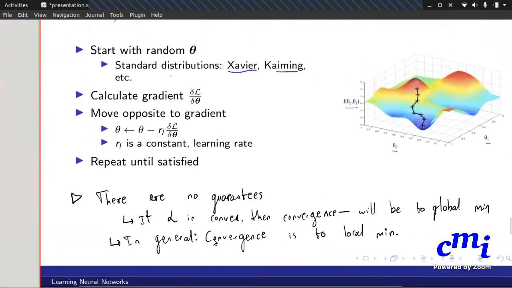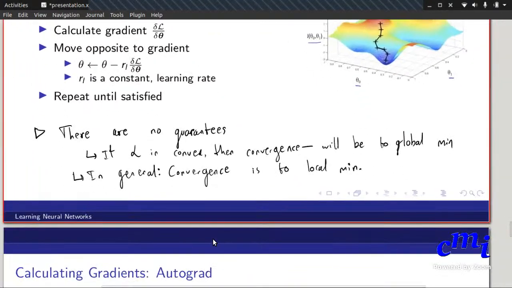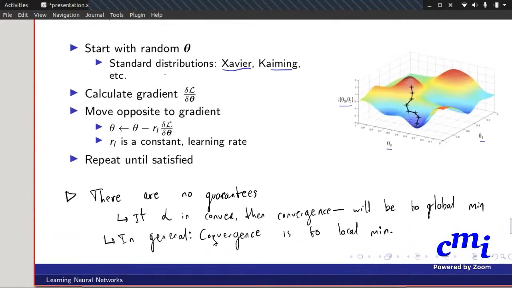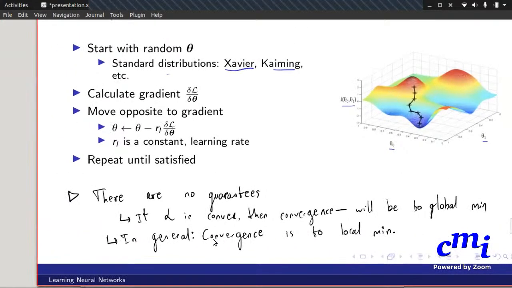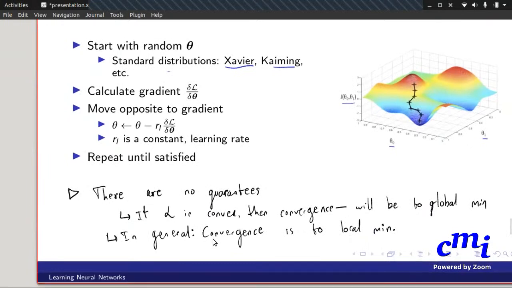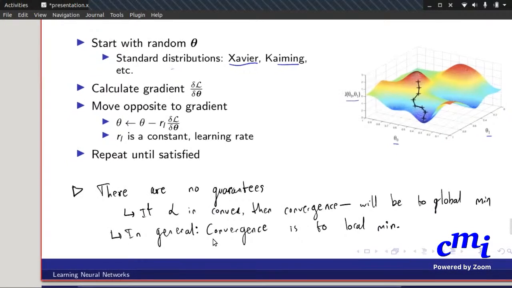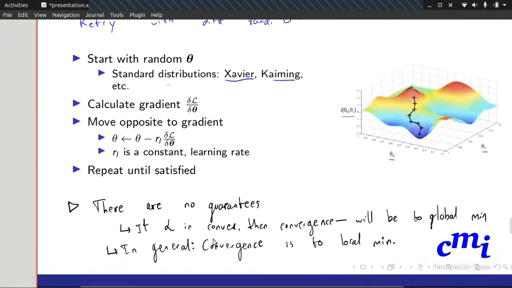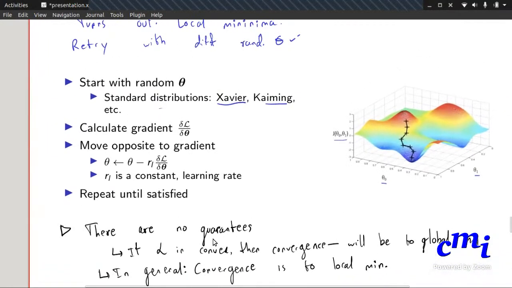So this is what I had last time, and now I have a few more slides going into a little more detail about how you calculate the gradient, and some discussion about some of the issues one might face in general during training. Before I go into that, I want to ask if there are any questions on the previous slides.